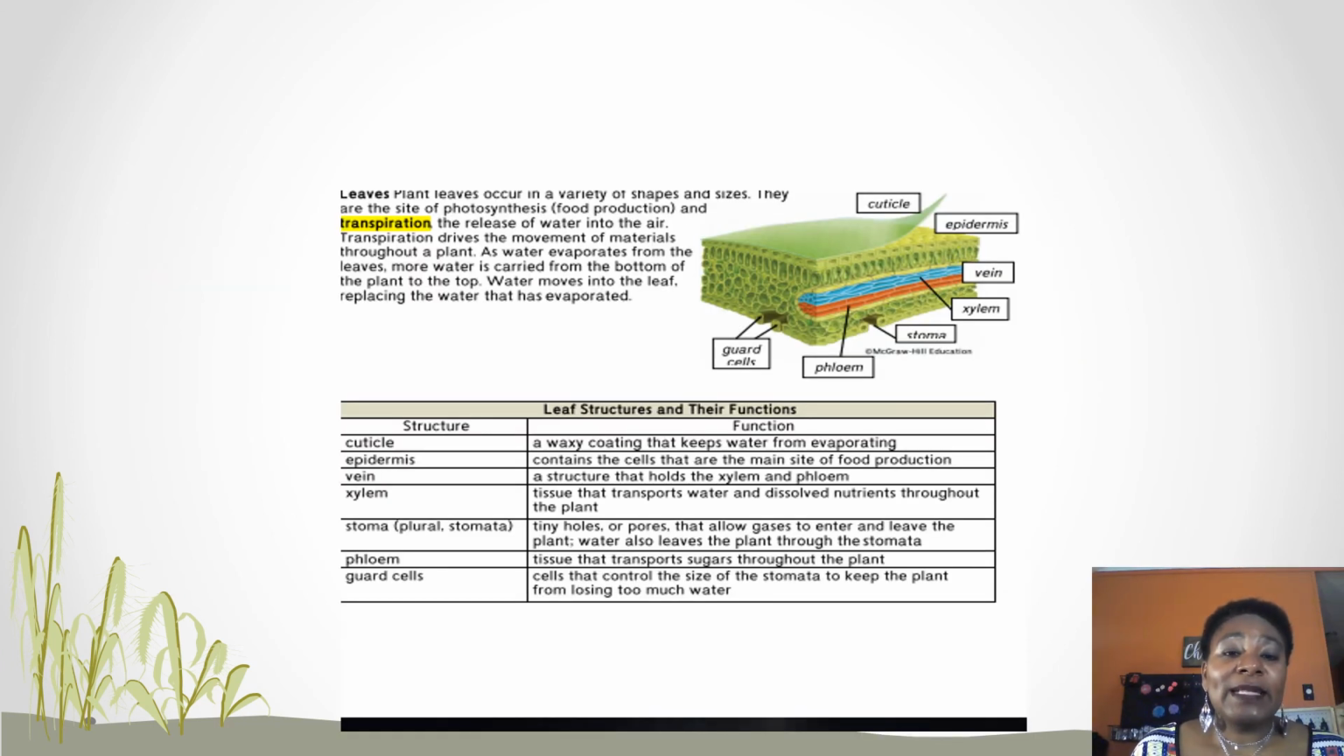Leaves. Plant leaves occur in a variety of shapes and sizes. They are the site of photosynthesis, food production, and transpiration, the release of water into the air. Transpiration drives the movement of materials throughout a plant. As water evaporates from the leaves, more water is carried from the bottom of the plant to the top. Water moves into the leaf, replacing the water that has evaporated.